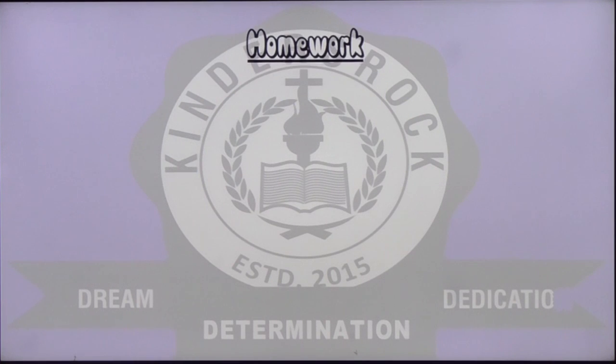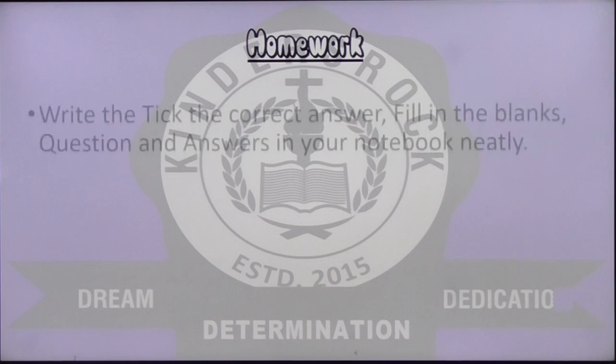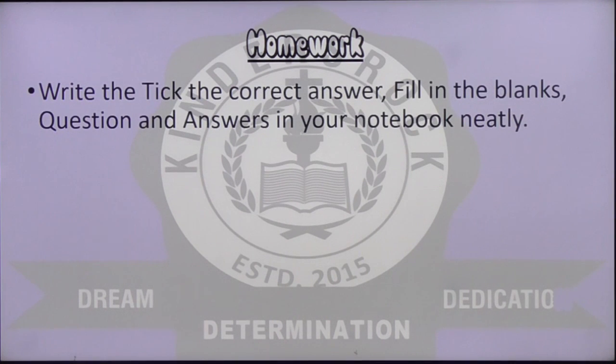Now we have some homework, something you have to do at home. Write tick the correct answers, fill in the blanks, question and answers in your notebook neatly.